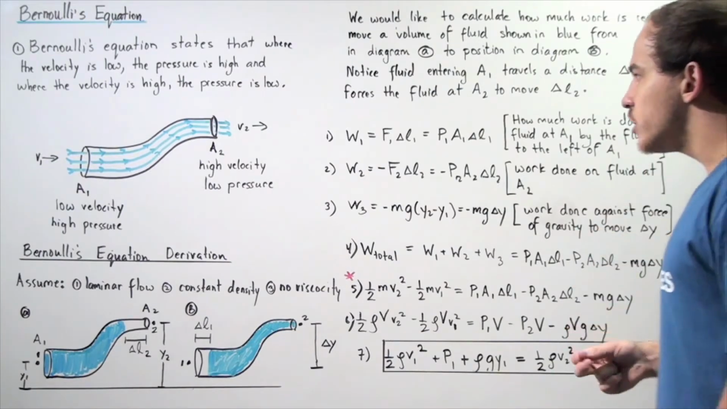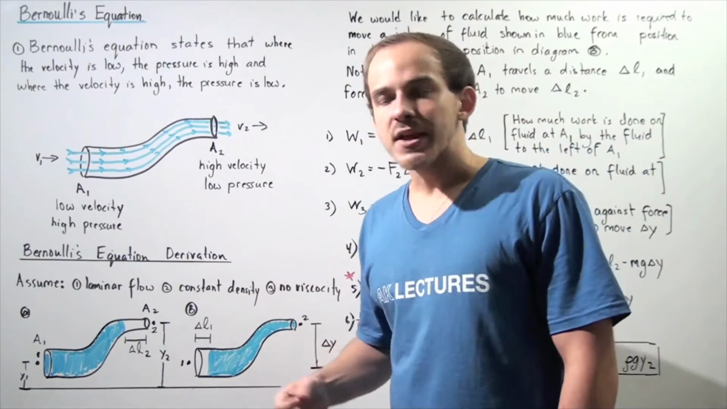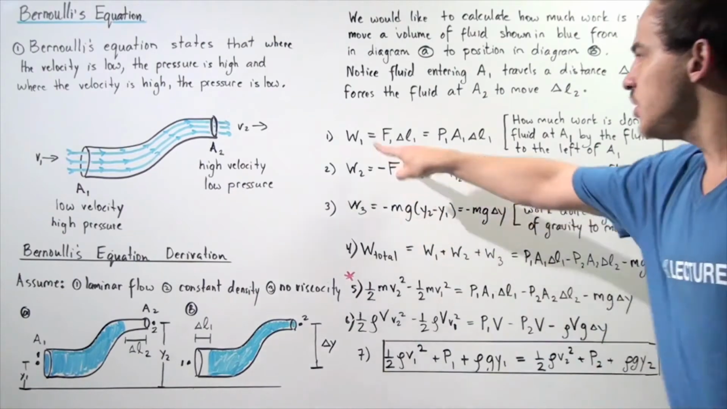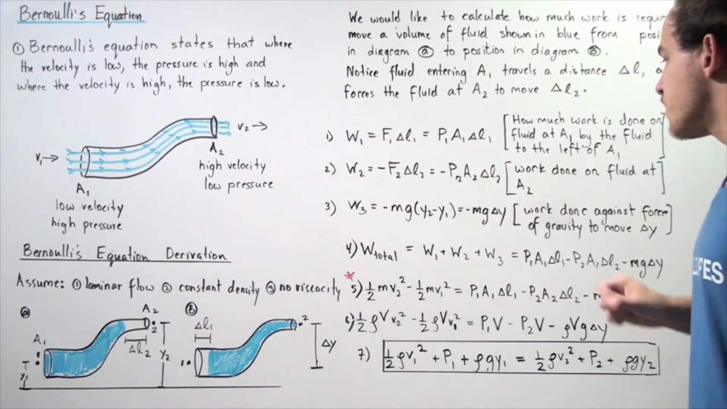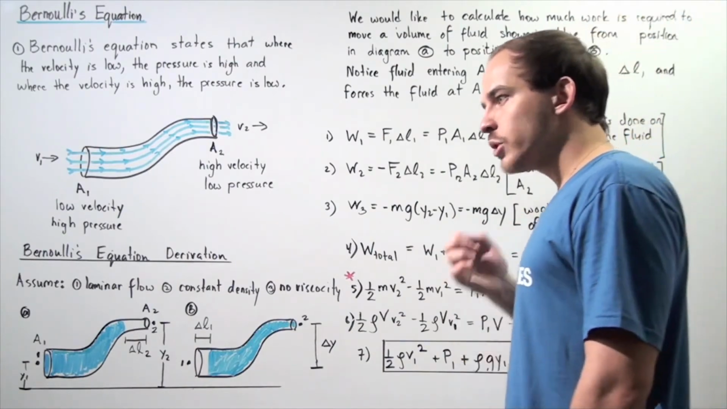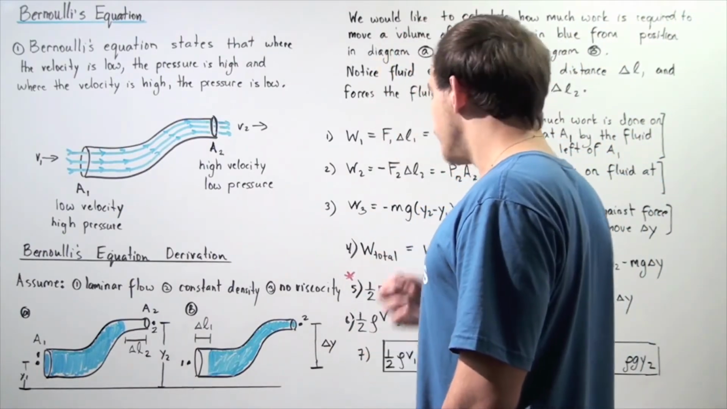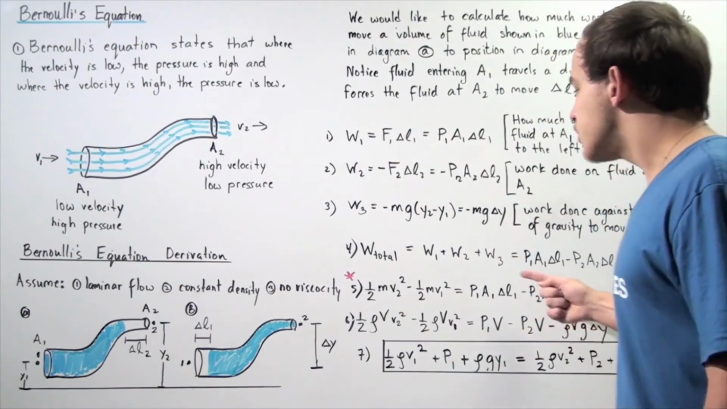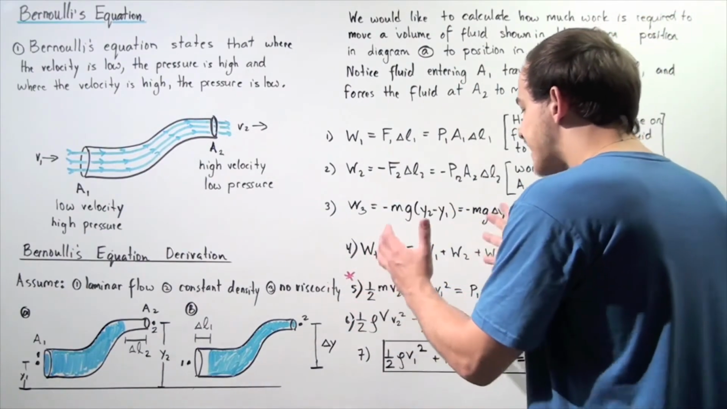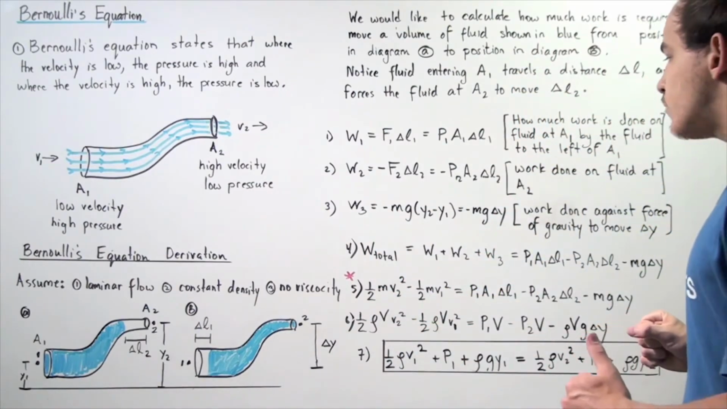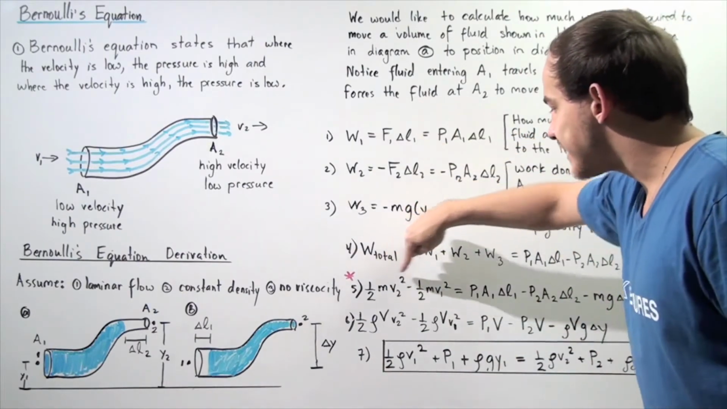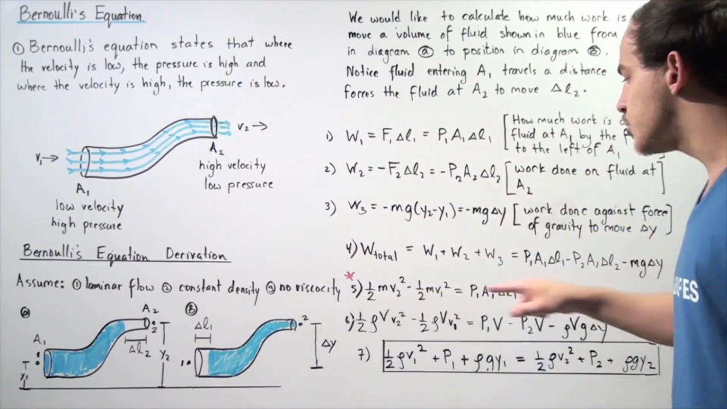Now, let's actually find the total work done. The total work done is simply work total is equal to W1 plus W2 plus W3. Now, recall the work energy principle. The work energy principle basically states that the change in kinetic energy of our system is equal to the work done on that system. And the change in kinetic energy is given by this equation.